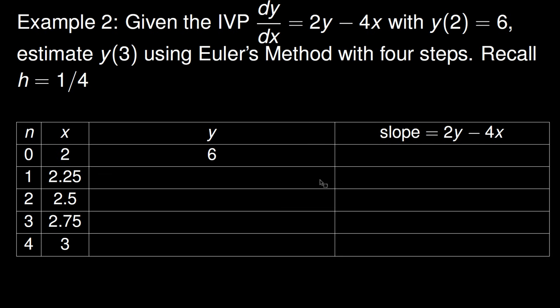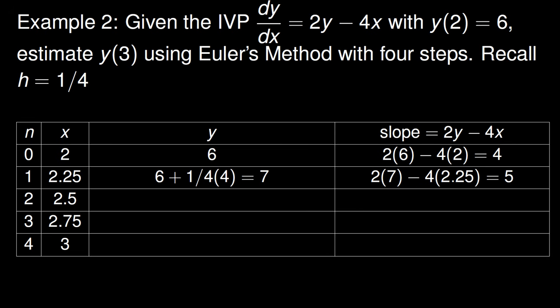We're going to go left to right, top to bottom, all the way down the table. And you don't have to worry about this bottom right entry. So the first calculation will be 2 times y minus 4 times x. And remember, you're using these values, the 2 and the 6, in this calculation. So the first slope is 4. And then we calculate the next y value. Remember, you take the previous y value and add h times the previous slope. So the next y value is 7, and then we repeat the process.